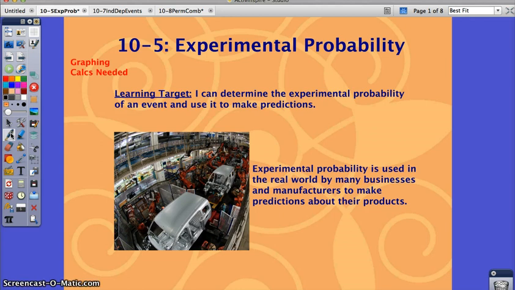Whenever a company figures out the cost of their product, they have to take this into consideration, because if there's a couple cars in this picture that are going to come out not right, then the ones that they do sell, the ones that are right, need to absorb the costs for these ones that were kind of a waste. So predictions will be helpful from an experimental probability.